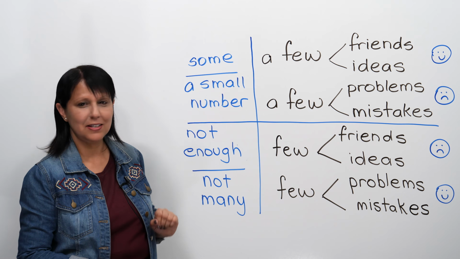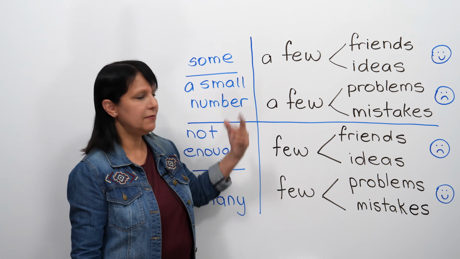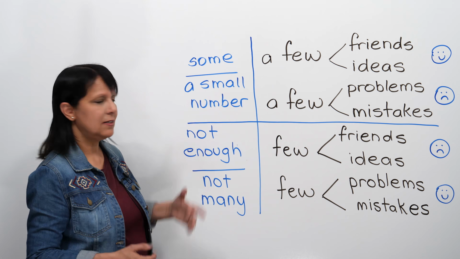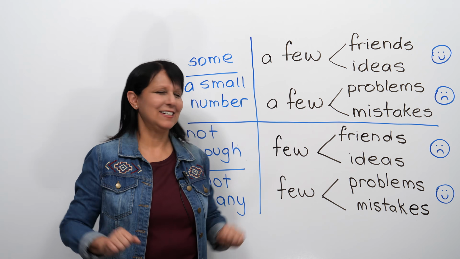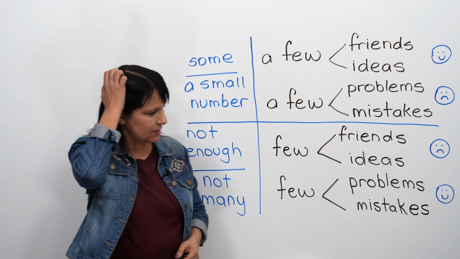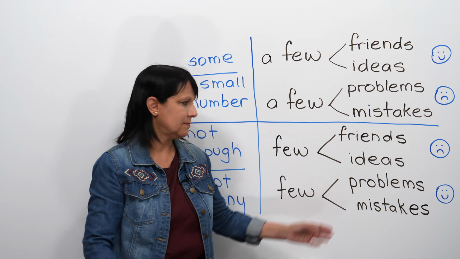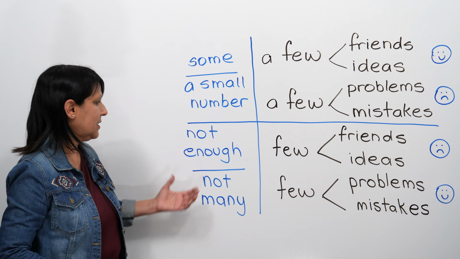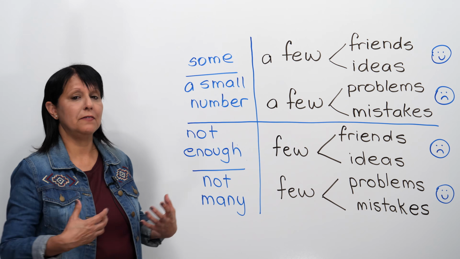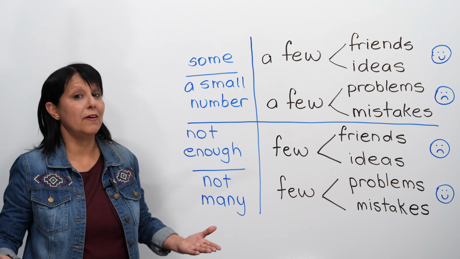Okay? But let's stay here first. Let's look at another example. If I say, I have a few ideas, it means I have some ideas. That's a positive. I'm happy. Okay? But if I say, oh, I don't know what to do, I have few ideas, that's a negative, because I wish I had more ideas, right? I feel like I don't have enough ideas. There's not many here, and I wish I had more.